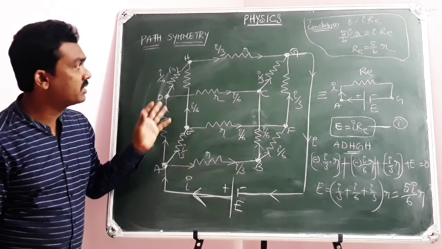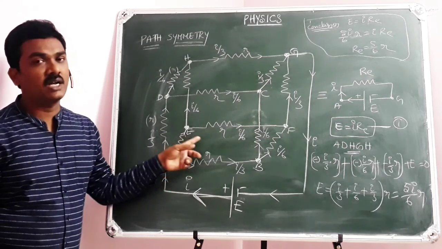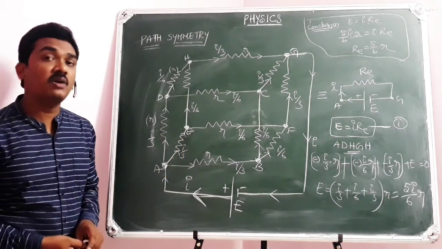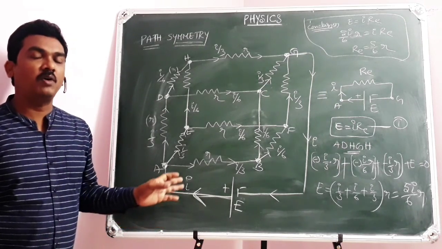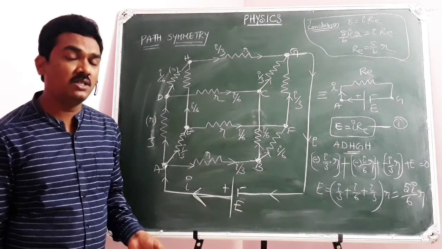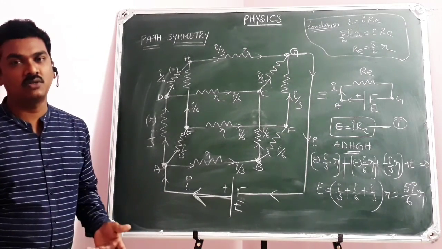This is a question based on path symmetry. The path symmetry will help us to identify the currents through every resistor. Same way you can discuss capacitors. But in current electricity, among the resistors, there is a division of currents. In static electricity, there will be a division of charge.